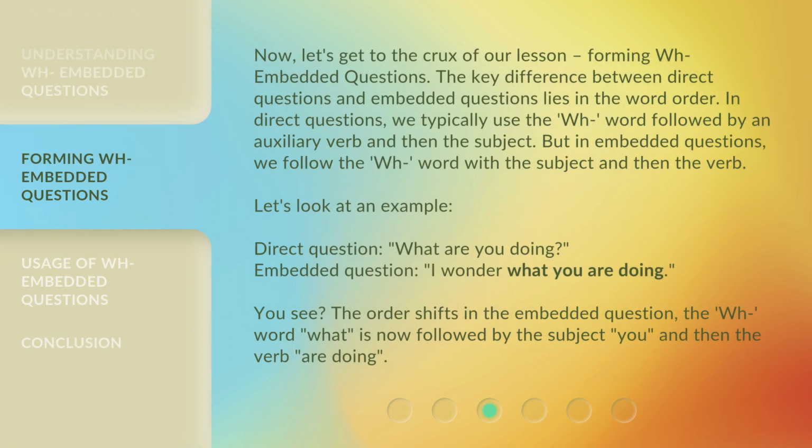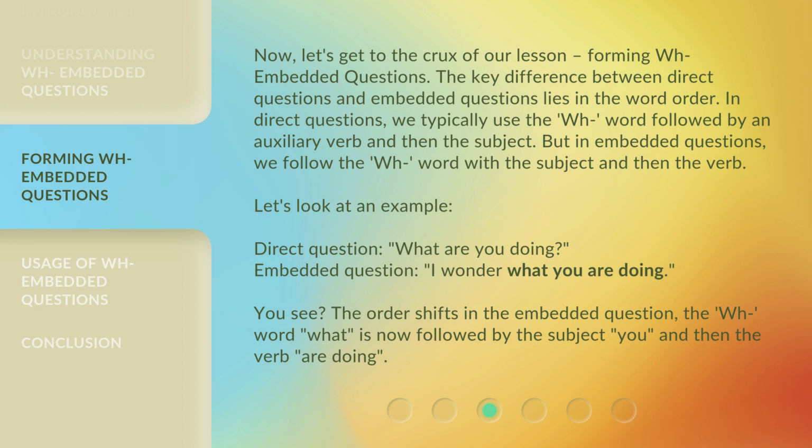Now, let's get to the crux of our lesson, forming WH embedded questions. The key difference between direct questions and embedded questions lies in the word order. In direct questions, we typically use the WH word followed by an auxiliary verb and then the subject. But in embedded questions, we follow the WH word with the subject and then the verb.